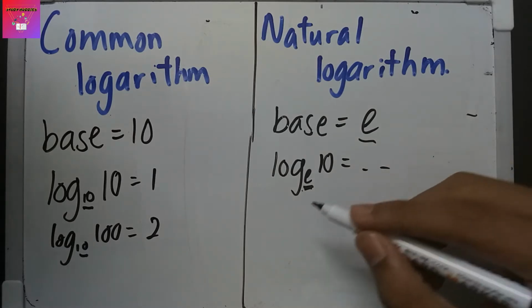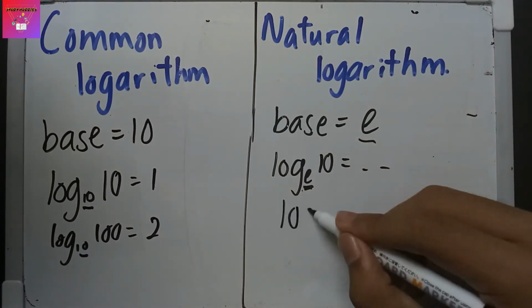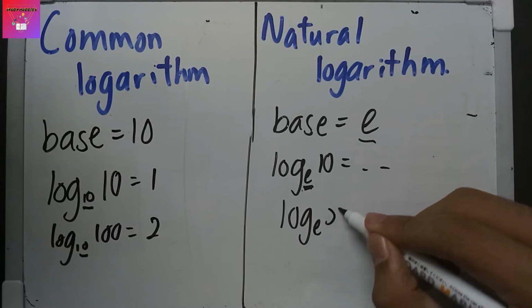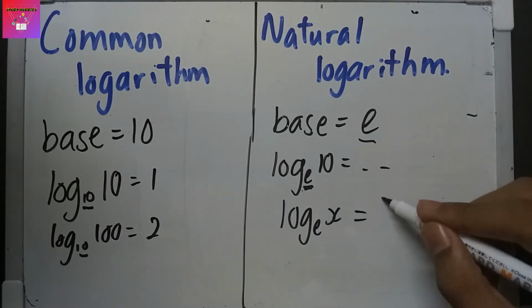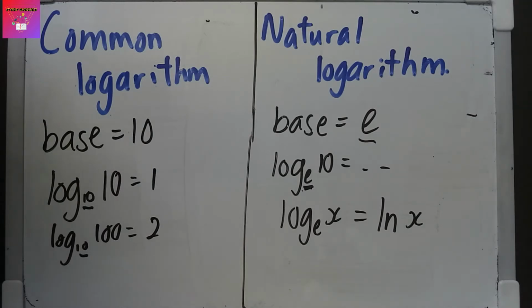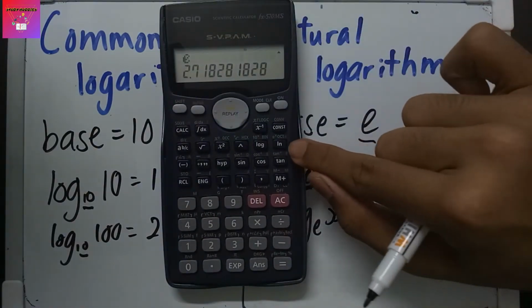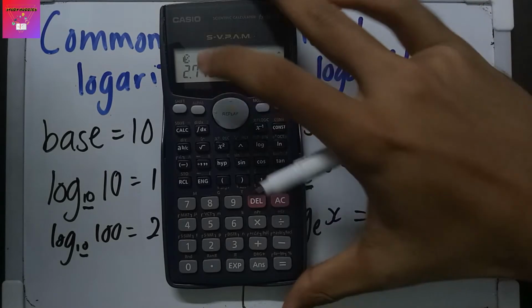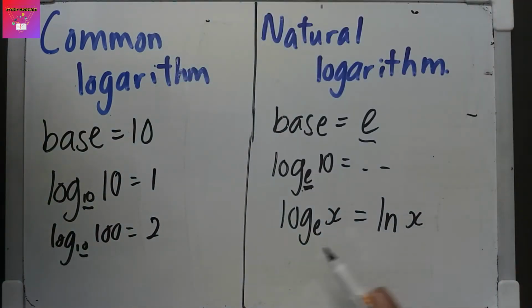So anything which has e as its base is called a natural logarithm. However, natural logarithms are not usually expressed in this way. Rather, they are expressed in a much simpler format called ln. So the ln symbol can be found here on the calculator. Okay. So natural logarithms are expressed using ln. Common logarithms are expressed as log base 10.